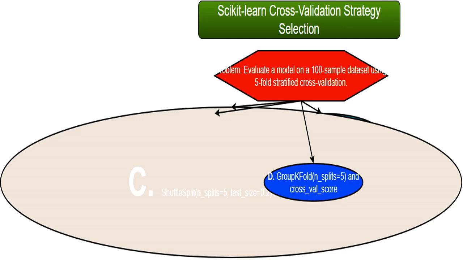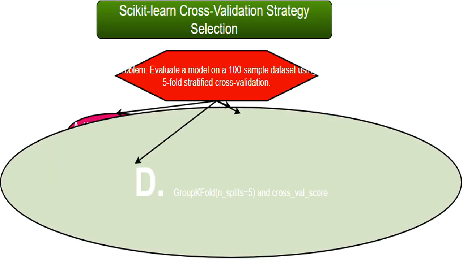"shuffle split" randomly shuffles the data and splits it. While it does create multiple train test splits, it doesn't ensure the same number of samples in each fold, nor does it guarantee that class proportions are balanced in each split. This is not ideal for my needs. "group k-fold" is used when I have groups of related samples. I want to ensure that samples from the same group are not split across folds. However, I haven't been given any information about sample grouping in this problem, so I'll skip this option.